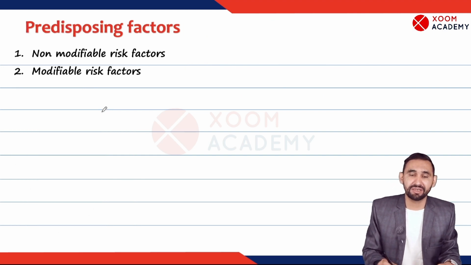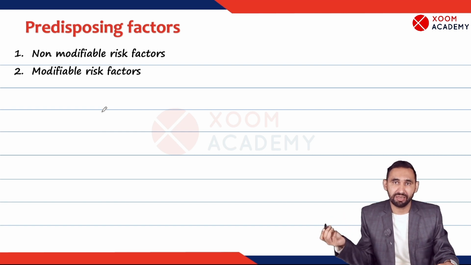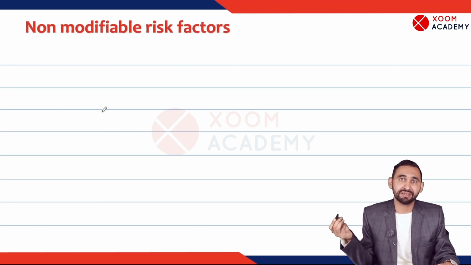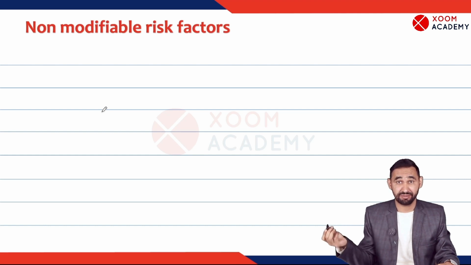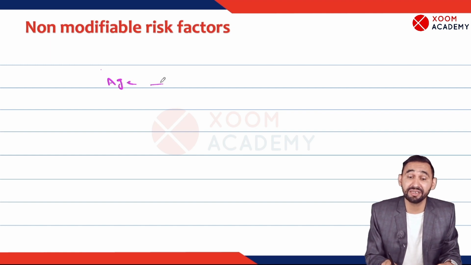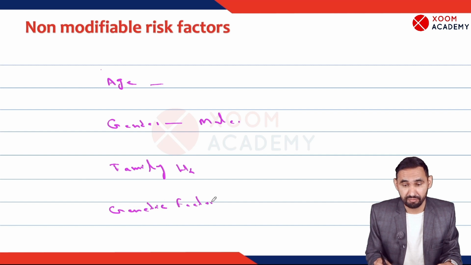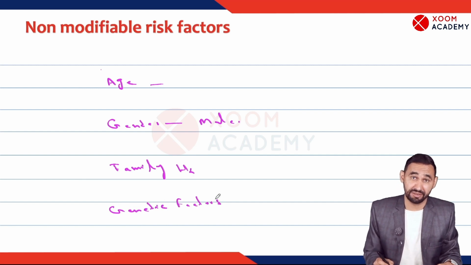What are predisposing factors? There are two types of risk factors, non-modifiable and modifiable. Non-modifiable risk factors are those which can't be changed, like age. You can't change the age. Incidence of disease increases with increasing age. Gender, more predominant in males. Family history. Family history can't be changed. There are genetic predispositions, genetic factors. These are non-modifiable risk factors.